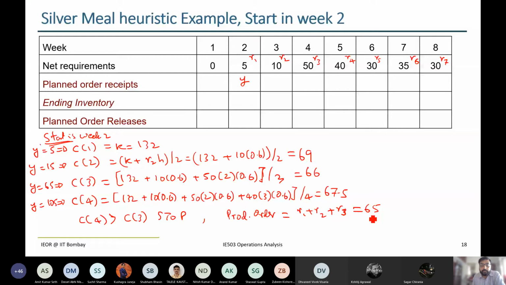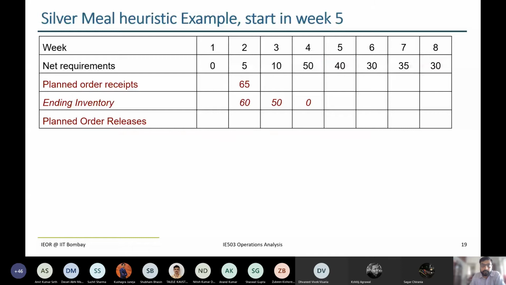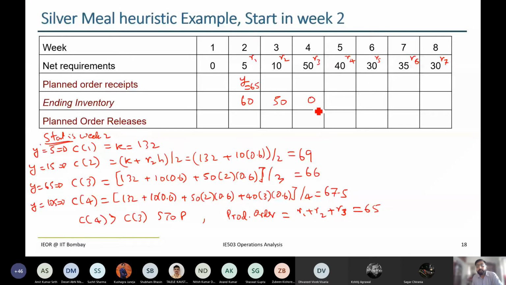If I produce 65 here, I consume it immediately. So I will have inventory of 60 here, then inventory of 50 here, and inventory of 0 at the end of period 4. This will be our ending inventory. It's not over yet. We just determined the first production lot size.